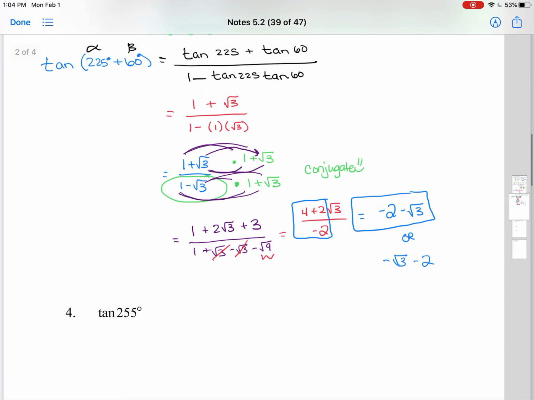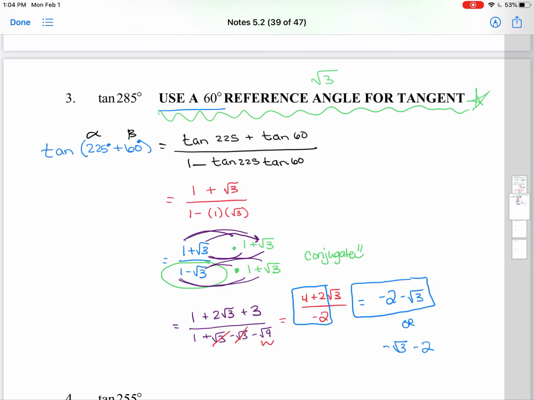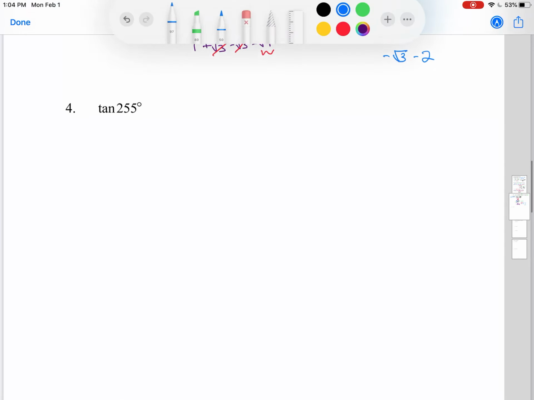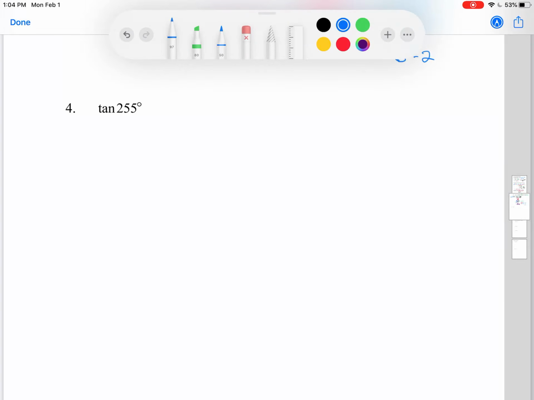All right. Let's try question 4. Again, anytime you see a tangent, we always want to use a 60-degree reference angle. Okay, always steer clear from the messy angles if we can. So let's do 255 for tangent. Again, I like to do addition. Actually, this time I guess I do subtraction, which I guess makes sense. Okay. If I originally did addition for 60 degrees, I'll just show you my thought process here. I would say, well, what angle plus 60 would give me 255? That angle would be 195.